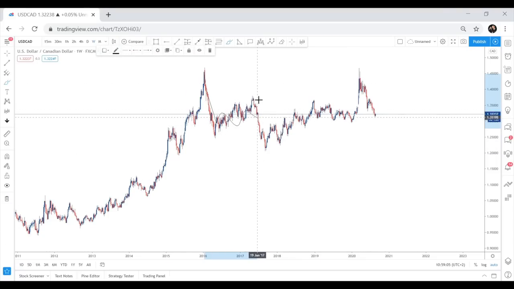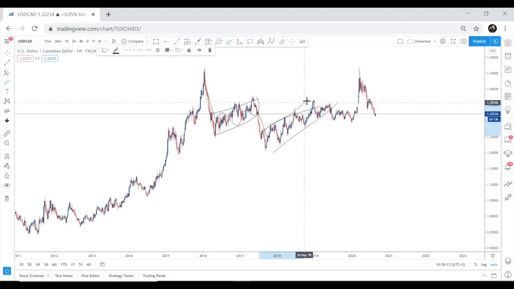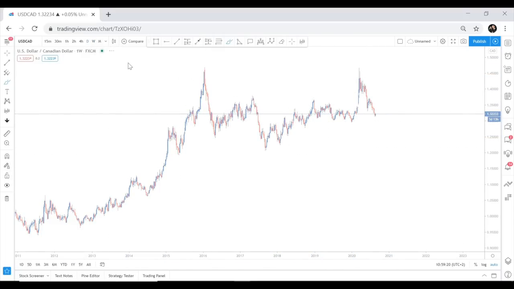As I said, this was a correction forming a bearish flag in a bigger picture, and then it literally dropped to the downside, forming another pattern right here, pushed sideways, and then impulsed to the upside. So let's literally dwell deeper into a lower time frame for you to understand.